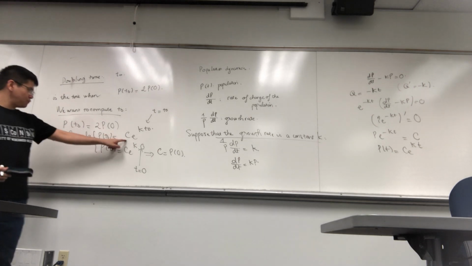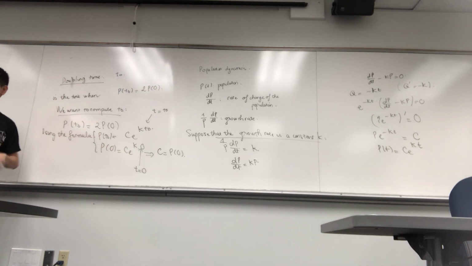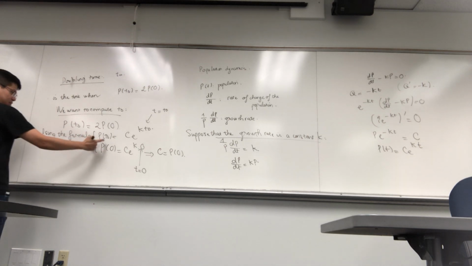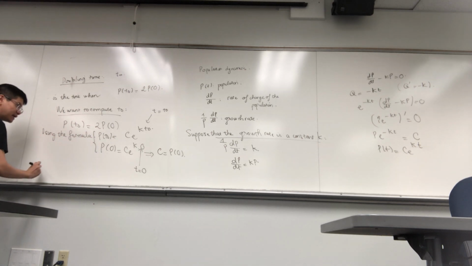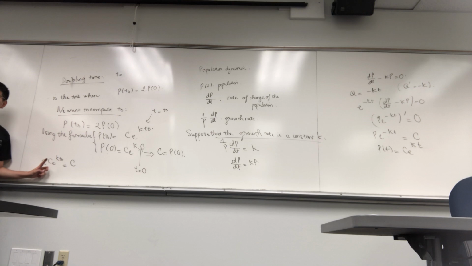So I'm going to plug this formula here and I'm going to plug this formula here, all right? So P(t0) is 2 times P0, which means that you have C e^(k t0) is equal to 2 times C. Now I divide both sides, all right?